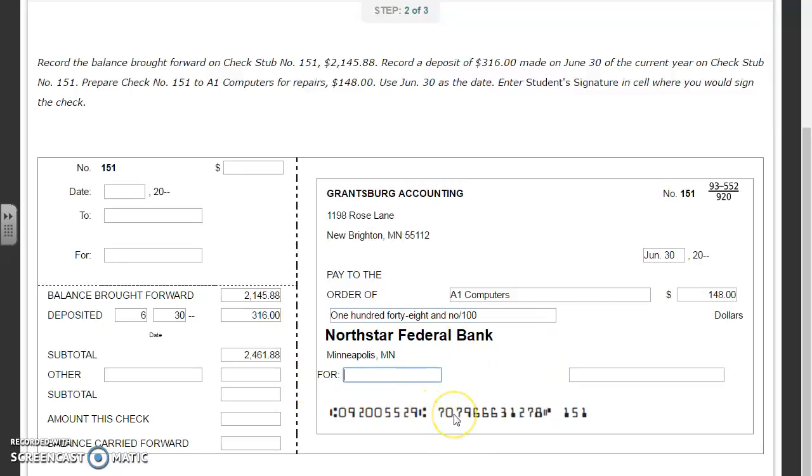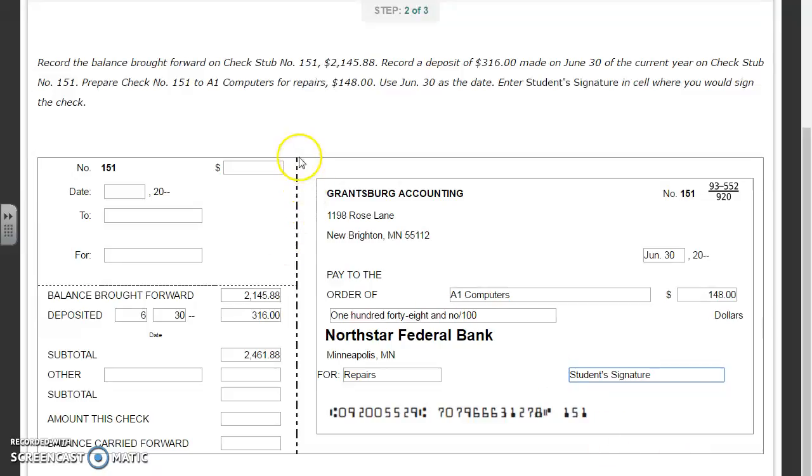Okay, we wrote this check and they told us what we wrote it for is right up here. They said for repairs, so we're going to go ahead and fill in repairs. Again, a memo is not always necessary for you to fill in on a check. However, on these assignments, they will expect you to fill that in. And then we're going to go ahead and sign it.